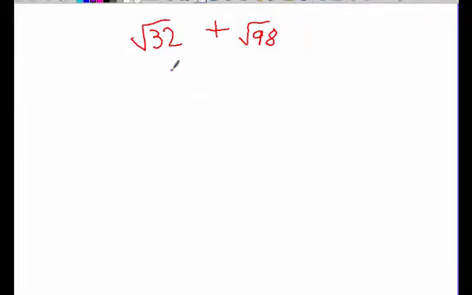Well, if you think about this for a second, you'll find if I do 32 divided by 2, I get 16. So this is the square root of 16 times 2. All right, we can take the same idea over here. Square root of 98. If I do 98 divided by 2, I get 49 times 2. All right, well, think to simplifying radicals.